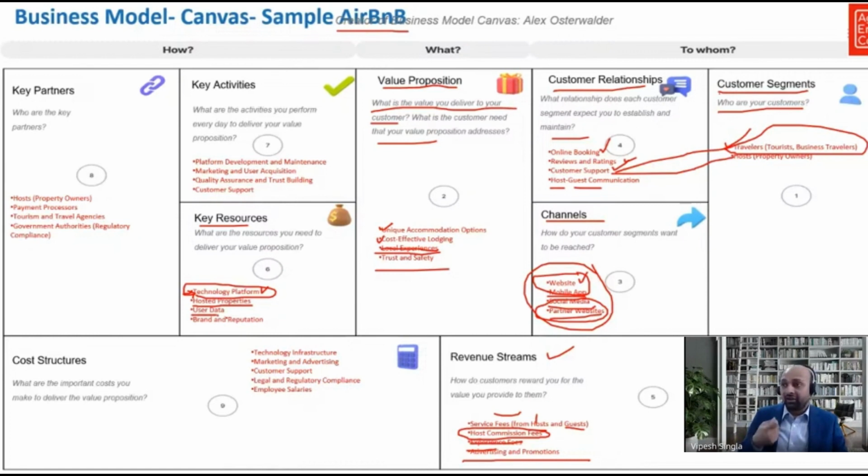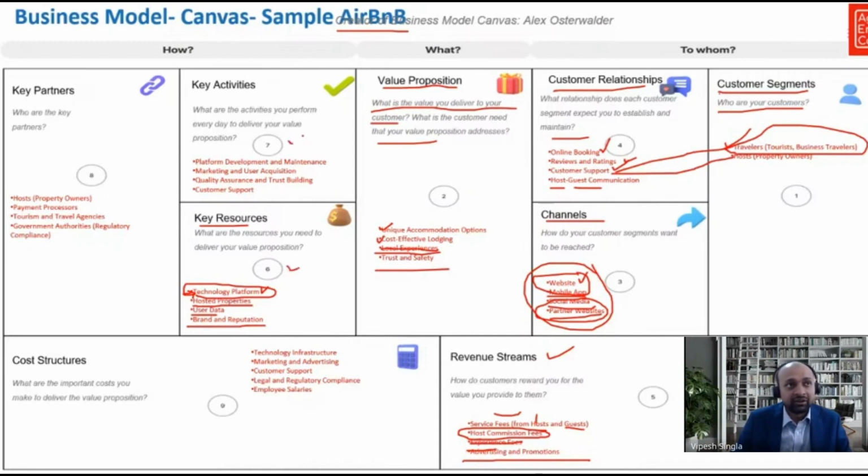All that kind of data is the asset or key resource for Airbnb, because it helps them in optimizing the prices for a particular property, for a particular area, for a particular city. Then the next key resource, important resource for them, is the brand and the reputation. Okay, so this is the sixth section.